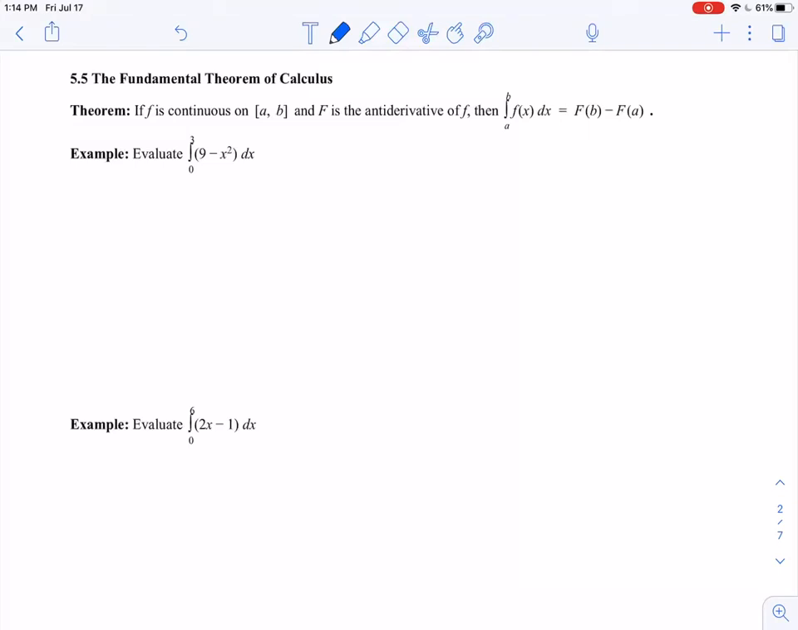All right, class, I hope you're sitting down because I have some important stuff to tell you here. We're going to talk about the fundamental theorem of calculus. I think you're finally ready. So here's what the fundamental theorem of calculus says.